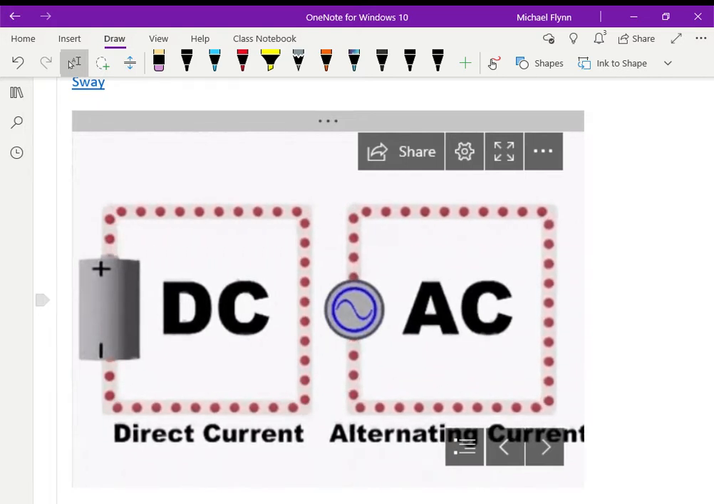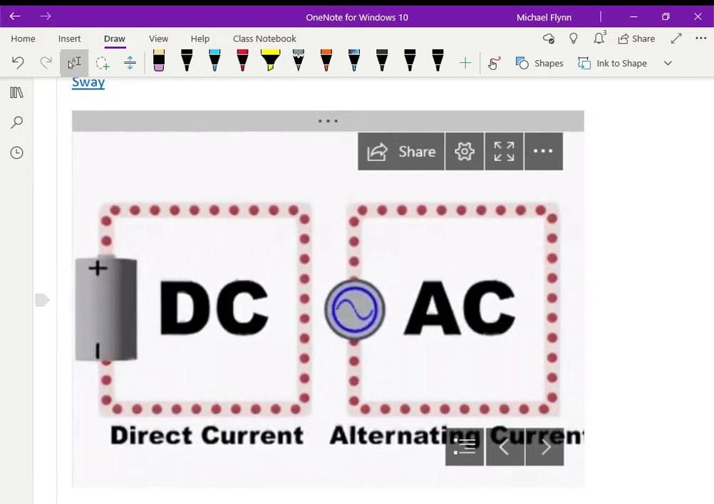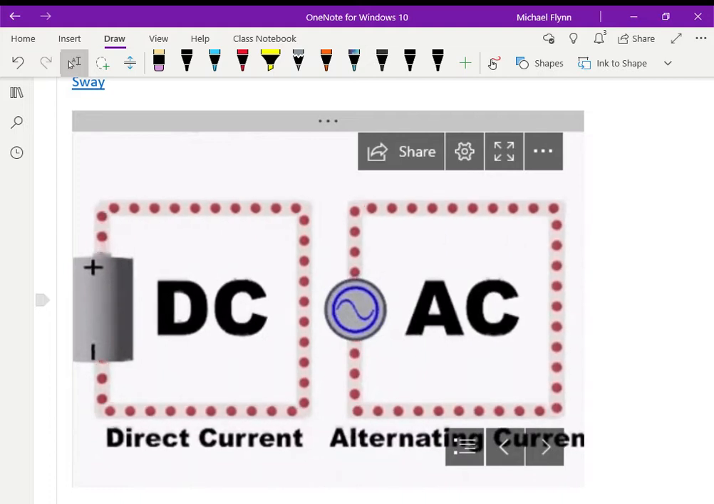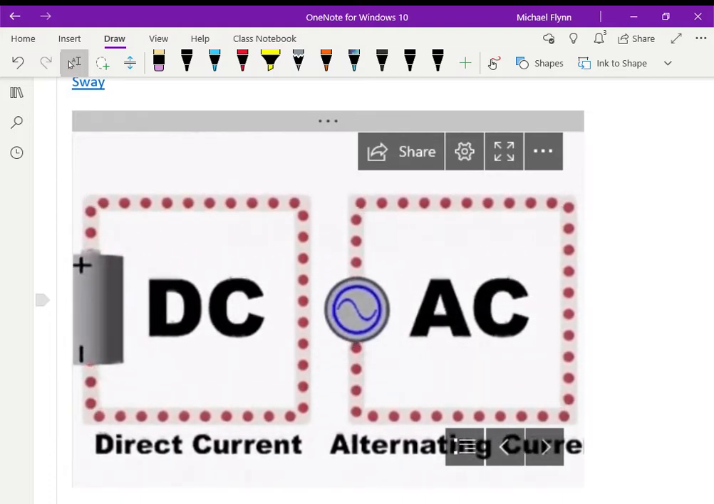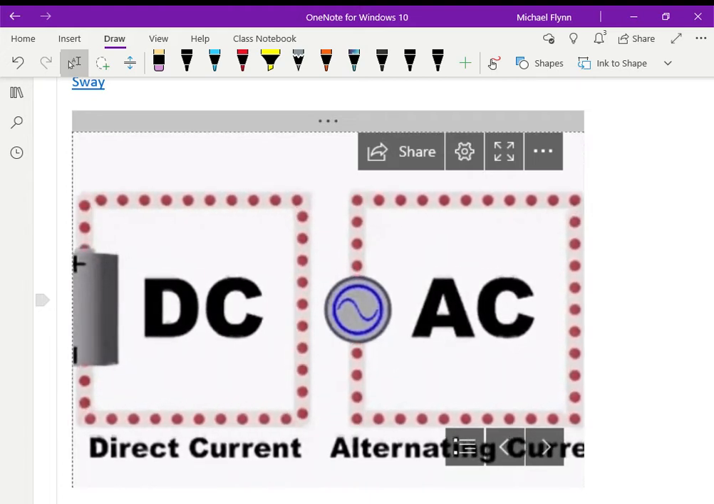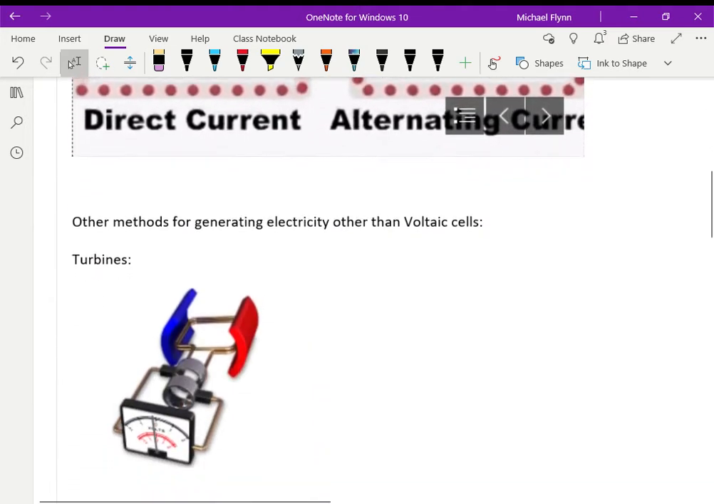You see the difference. See how in DC the electrons flow the same way all the time? There's a little stuttering in the video, I'm not sure why. And then AC, they alternate direction. Okay, so there you go. That's the difference between AC and DC.